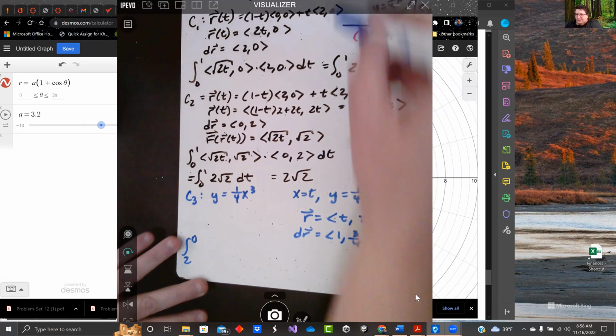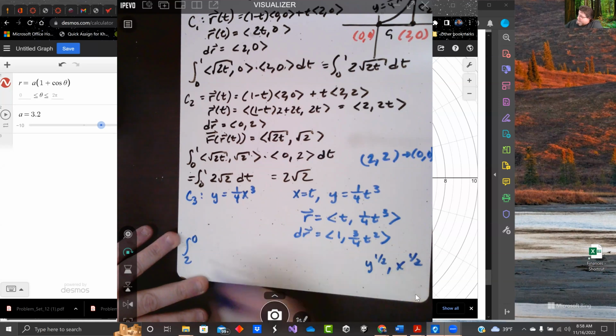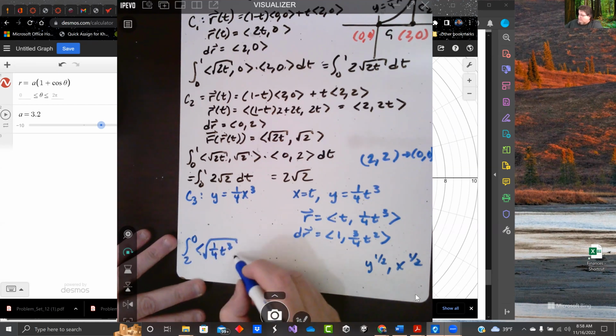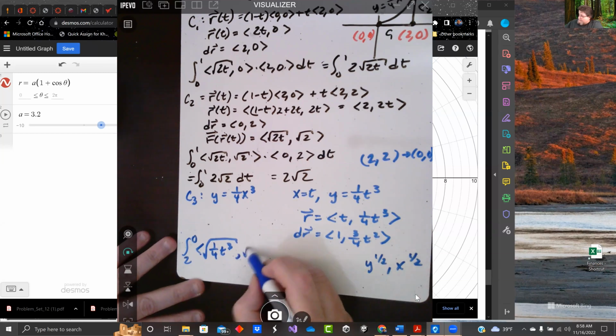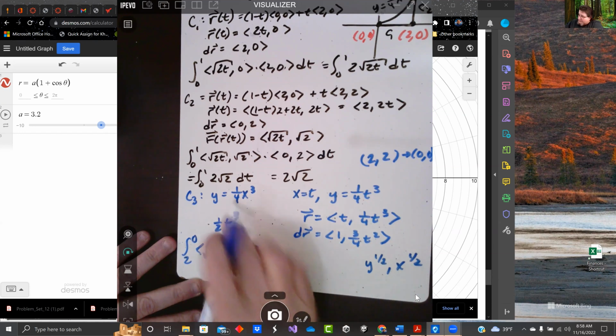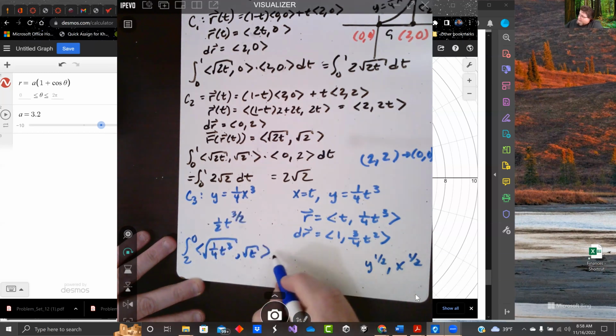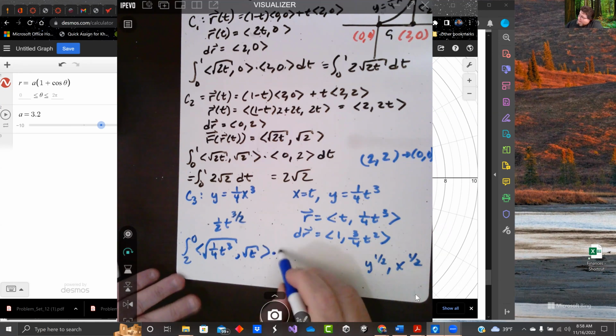So f goes y to the 1/2, x to the 1/2. I got to write this in terms of t. So y to the 1/2 is... I'm just going to write it. We can simplify it a little bit. It does simplify to 1/2 t to the 3/2, but I want to make sure I don't lose anyone in the room by going too fast. Dotted with 1/3 t squared dt.